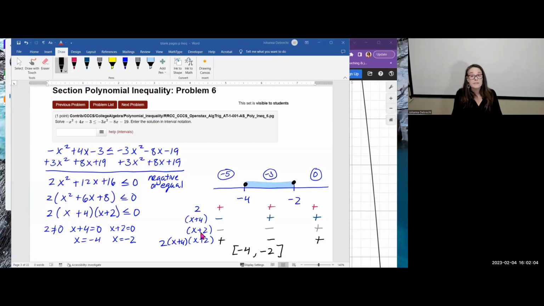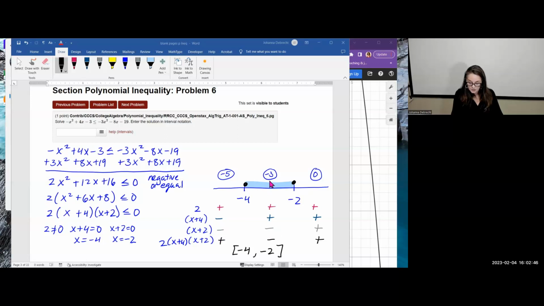We create one line for each factor, and then the last line is the combined factors. 2 is always positive. X plus 4 with solution -4 will change sign here at -4. When I plug in -5, I get -1, so it's negative, which must mean it's positive thereafter. It's a line. Once it changes sign, it never changes back. X plus 2 has the solution -2, so it must change sign here between these two sides. When I substitute the test number -5, I get -3, so it's negative here.